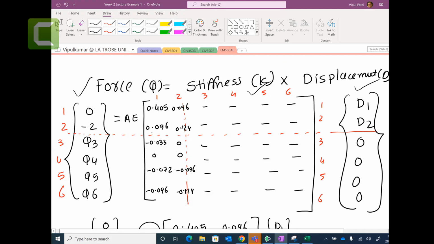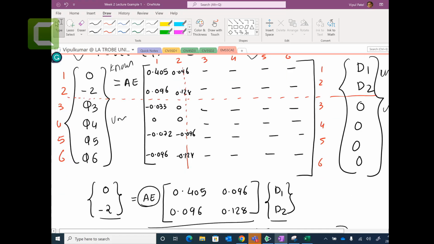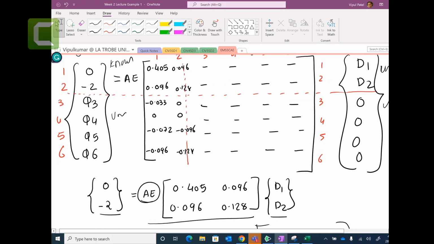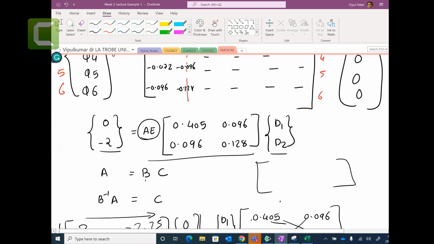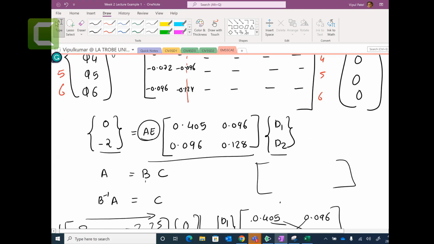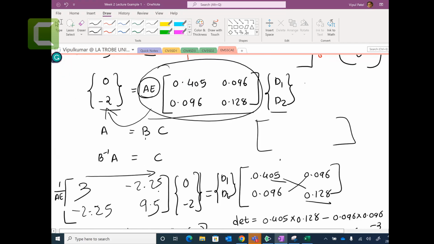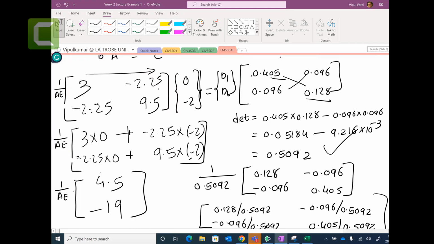Now you can draw the partition line. Here, you can clearly see the unknown zone and this is the known zone. This is unknown zone for here, this is unknown zone for here, and this is known zone for here. So you get these first two equal to AE, and then you get this chunk here for 2 by 2, and you get D1 and D2. Now, if you get the inverse of these ones, and multiply by these ones, you will get D1 and D2. And the inverse procedure is given here. Just check on Google how to do the inverse of a 2 by 2 matrix.